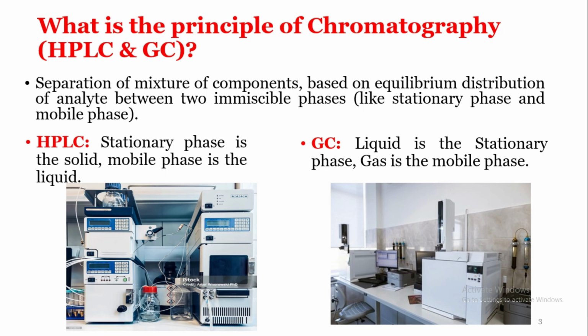Whether it be HPLC or GC, stationary phase means we are using a column, and mobile phase means we are using different mobile phases, polar and non-polar. In HPLC, the stationary phase is solid and the mobile phase is liquid, as I said, and this is an example of HPLC. In GC, liquid is the stationary phase and gas is the mobile phase. This is a photo of gas chromatography.